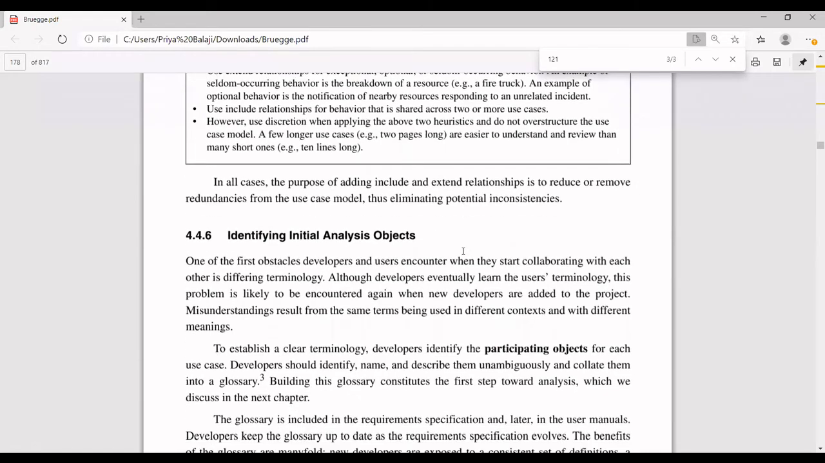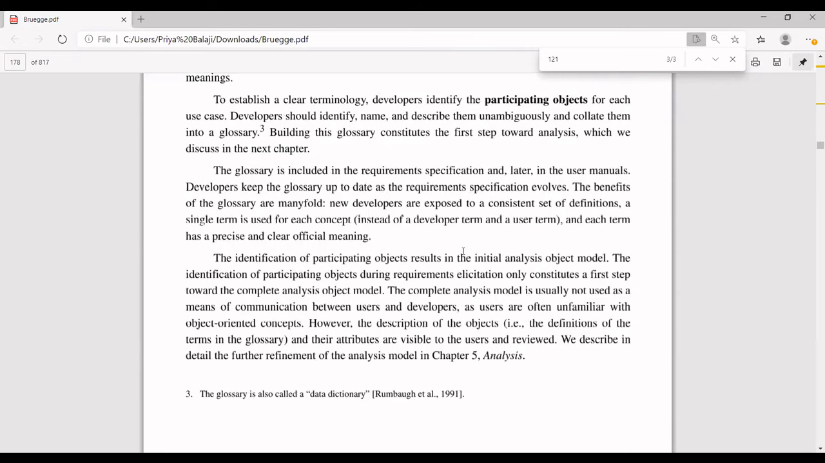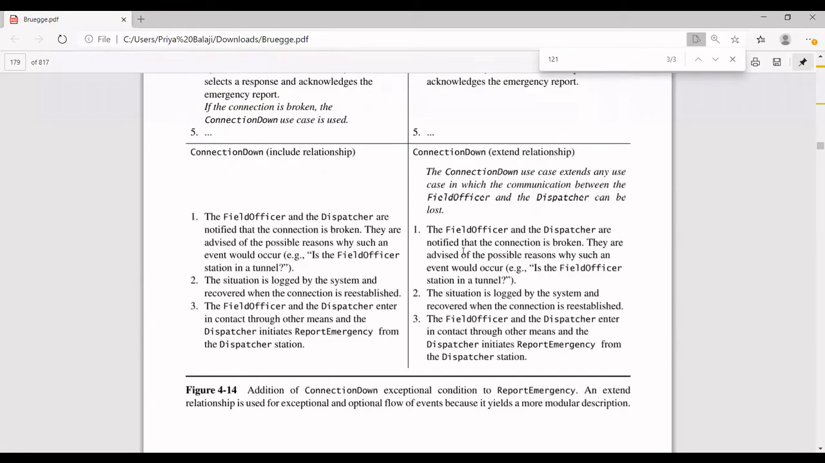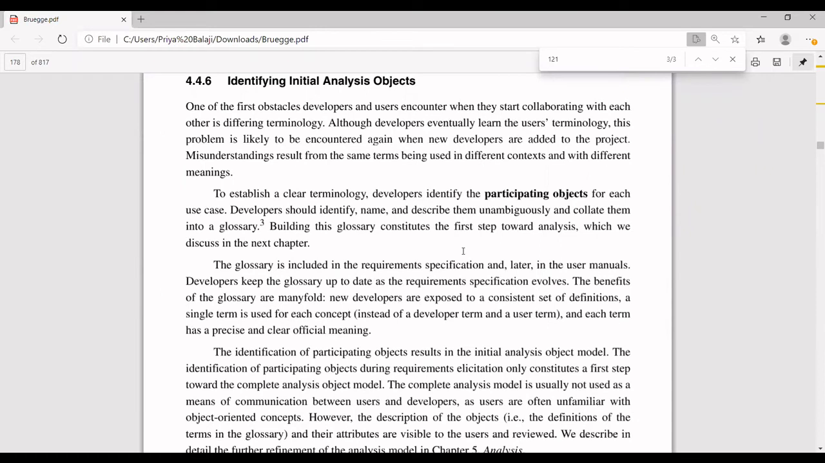So once all these relationships are done, then you are going to identify the objects. So analysis objects, here it is not normal objects. You are going to find out the analysis objects, which we will study in detail in the next module, but we'll have a brief introduction to that. So what might be in the analysis object? Once your users start collaborating, that is, when he started implementing it, or he wants to understand the terminologies to be added into your project, the developer has to identify the participating objects of the use cases.